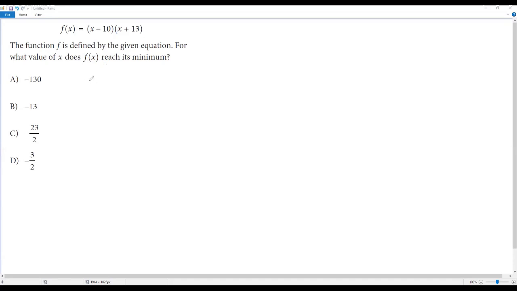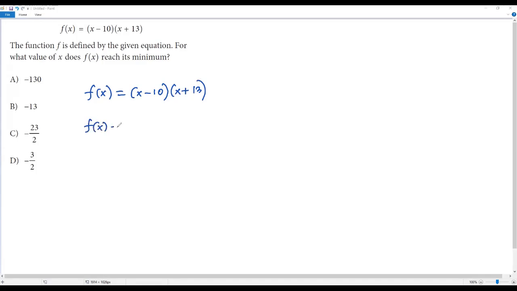Okay, now let's write the given quadratic function in standard form, that is ax² + bx + c. So this is the standard form of a quadratic expression. Now let me take the given quadratic function as this, that is (x − 10)(x + 13). So the given quadratic function is in factored form. Our first job is to write this quadratic function in standard form so that we'll be able to find the value of x for which f of x is minimum.